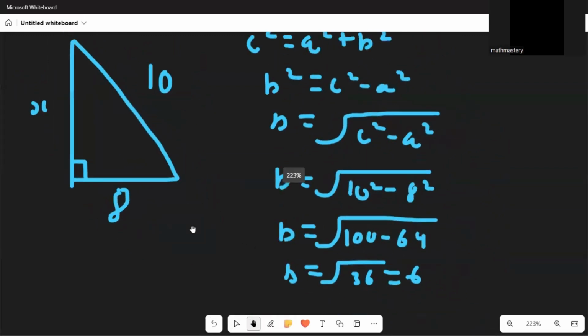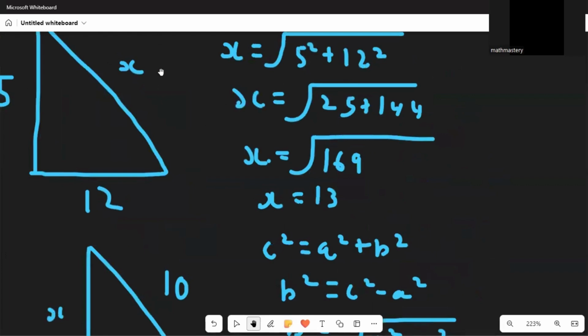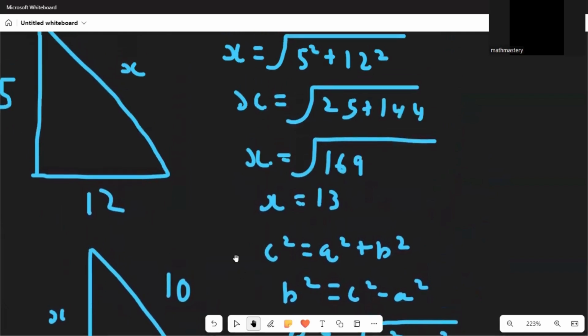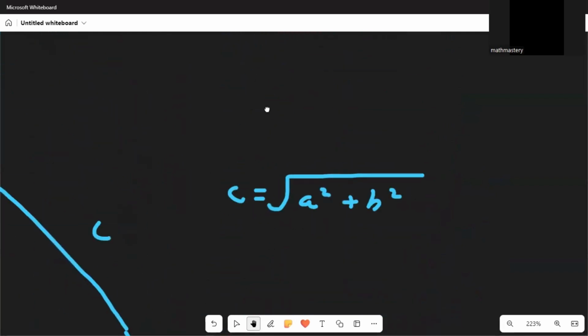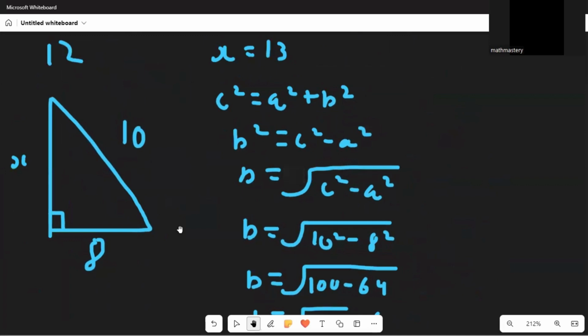That's basically all the stuff to do with the Pythagoras theorem. Either you'll get asked to find the hypotenuse or you'll get asked to find one of these sides. If it's the hypotenuse, you just use the original formula. If it's one of the shorter sides, we would use this formula. So that was how to do the Pythagoras theorem.